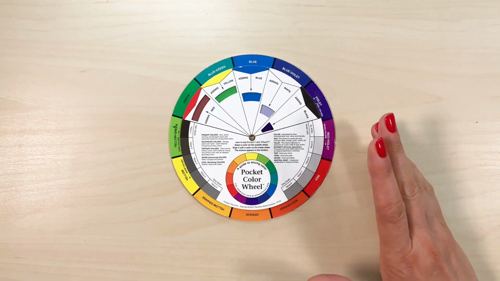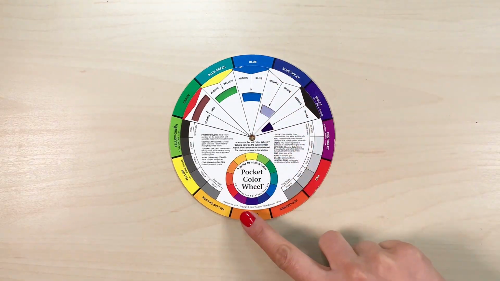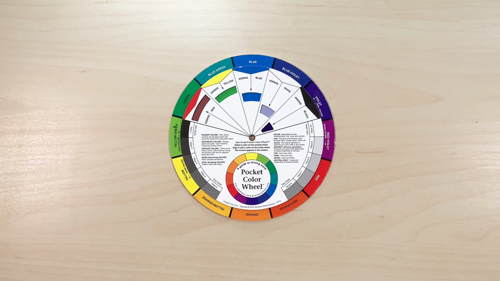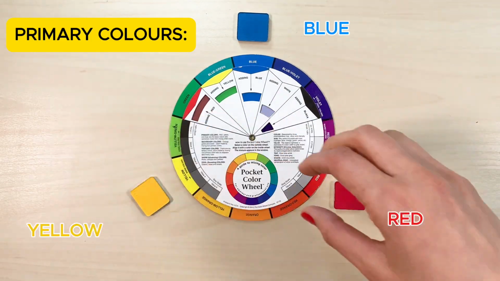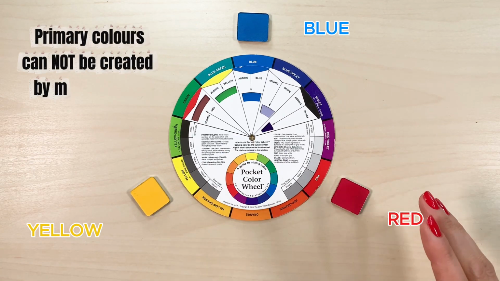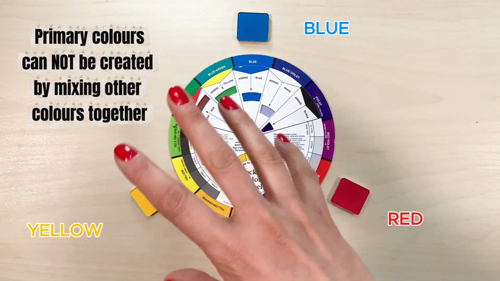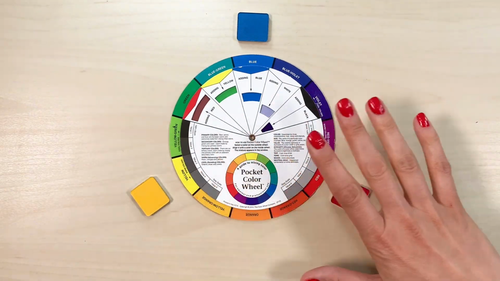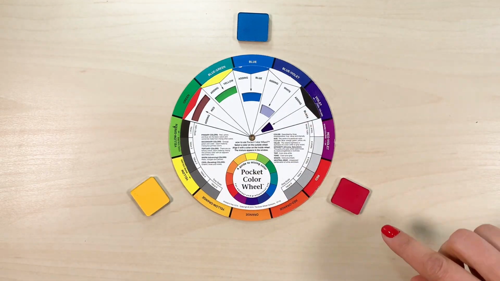So here's some basic fundamentals of breaking down the color wheel and understanding how they're categorized. You have probably heard about primary colors before. These colors are blue, red, and yellow. Primary colors are colors that cannot be created by mixing two other colors together, and every other color that exists is a combination of these three colors. So these colors allow us to manipulate them into other colors that exist.